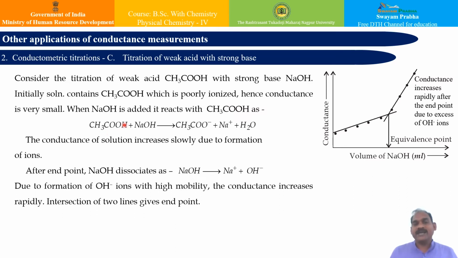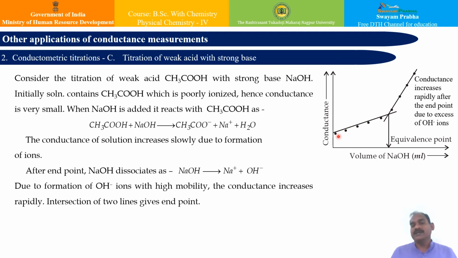And when NaOH is added step by step, it reacts with acetic acid as in this reaction: CH3COOH + NaOH gives CH3COO- + Na+ + H2O. Therefore the conductance of the solution increases slowly due to the formation of these ions. After the end point, NaOH dissociates as Na+ and OH-, and due to the formation of additional hydroxide ions with high mobility, the conductance increases very rapidly, and the intersection of two lines gives the end point.